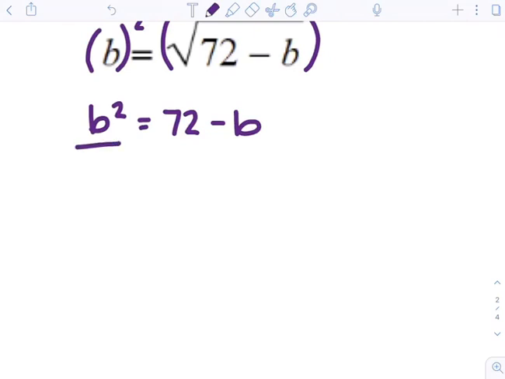Because I have a variable squared, that means you have to solve by factoring. Again, when we solve by factoring, you need to make sure your equation is set equal to 0. So that means I have to move everything over to one side.